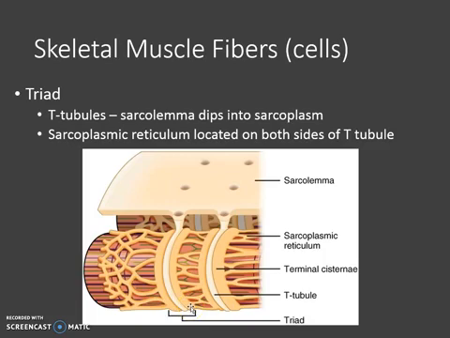And this triad is important because the stimulus for a skeletal muscle to contract travels along the sarcolemma, but that signal has to be able to travel deep down into the cell to actually cause the contraction to happen in these smaller structures here. So that signal is able to travel along the sarcolemma and then deep down into the cell through this triad structure.